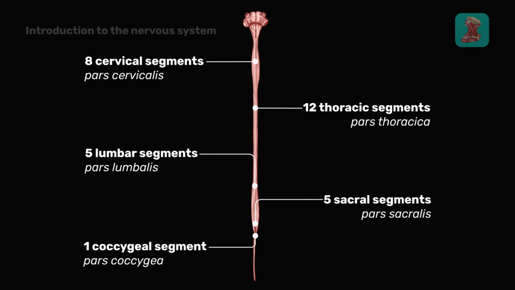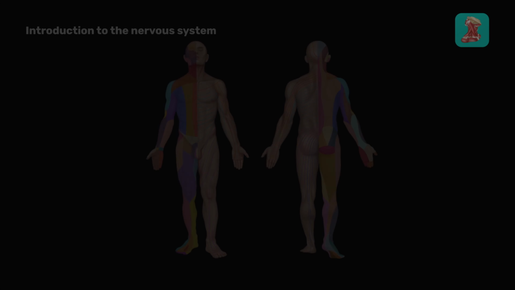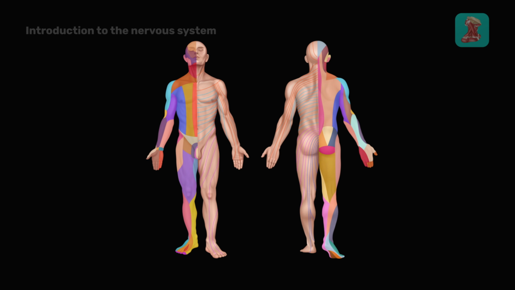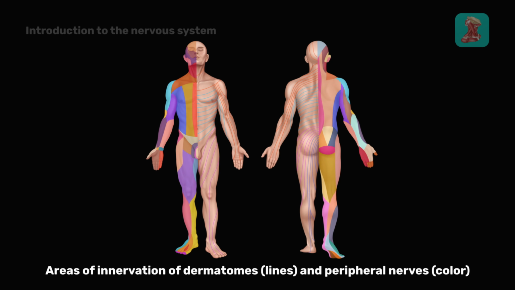Each segment of the spinal cord innervates a particular area of the body. If we're talking about a specific area of the skin, it is called a dermatome. And if we're talking about a skeletal muscle or some part of it, it is called a myotome. There are dermatome maps which are used in the diagnosis of sensory processing disorders.